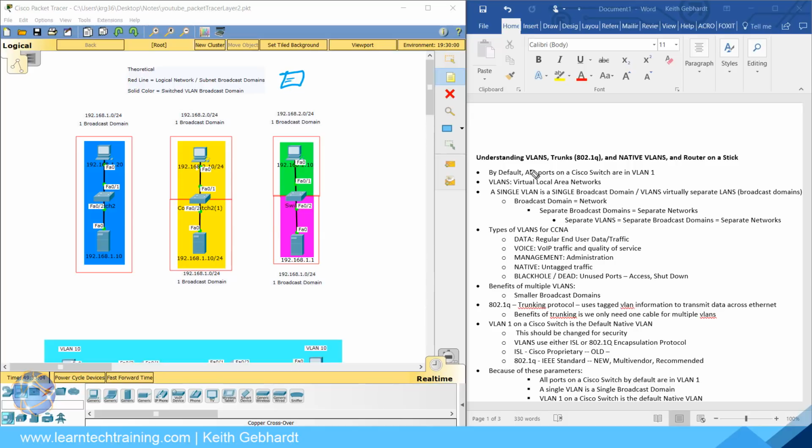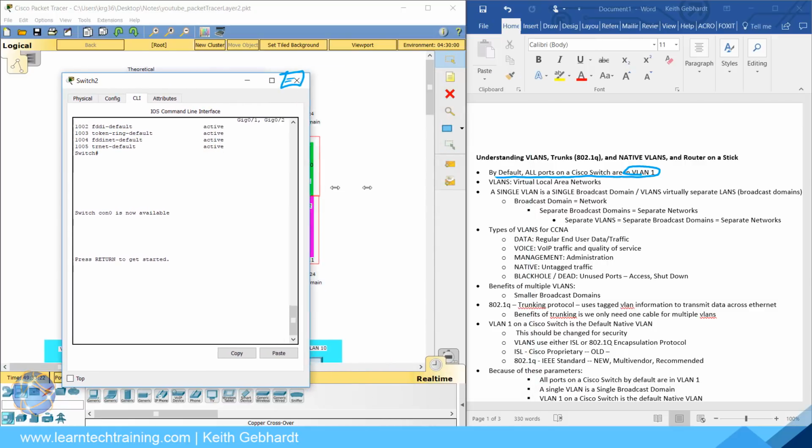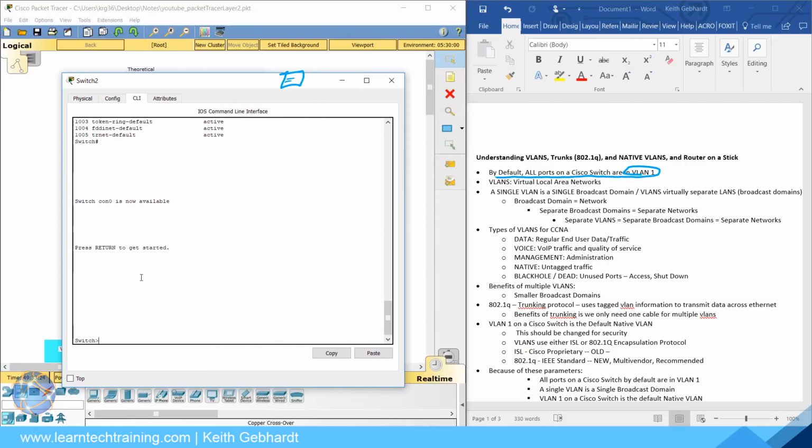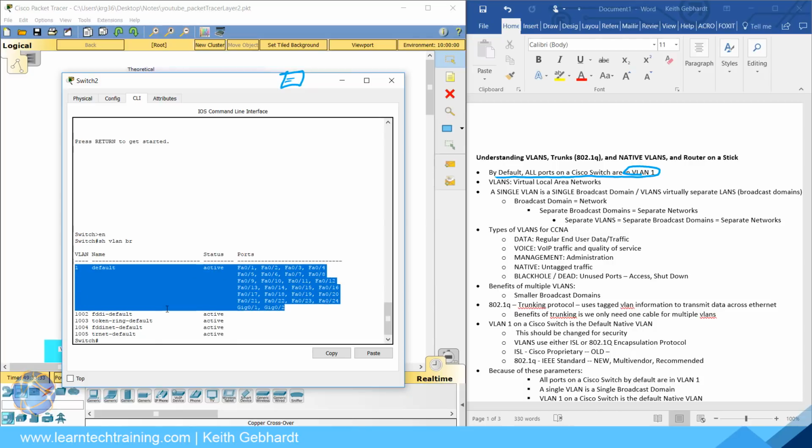But why is that? Because by default, all ports on a Cisco switch are considered to be in what we call VLAN 1. That is the default VLAN on a Cisco switch. We could prove that, actually. If I open up this switch right here and hit enter, right now I'm in user mode, so I could go into enable privilege mode, show vlan brief, and you can see absolutely every interface, from my gigabit Ethernets to my fast Ethernet ports, is in this one default VLAN. Pretty cool, right?